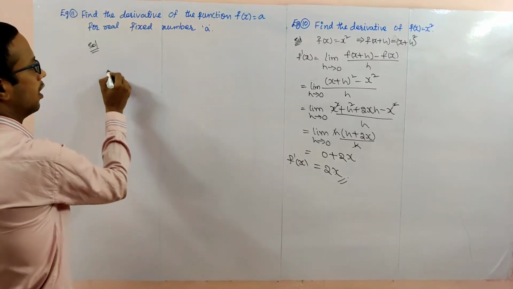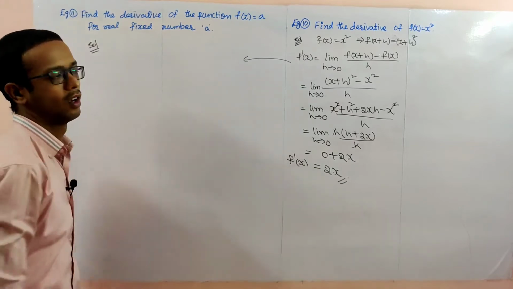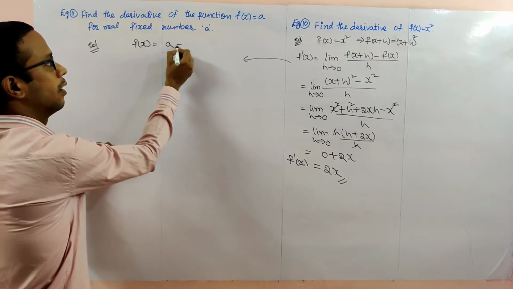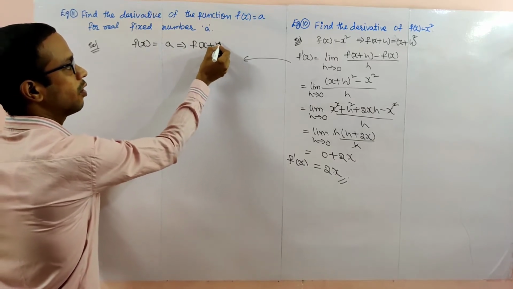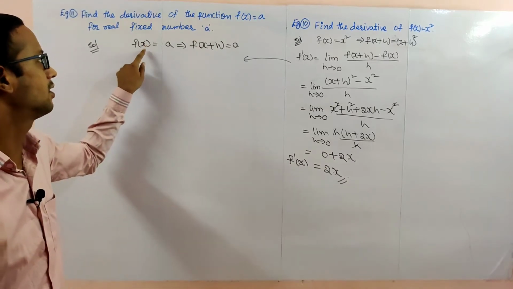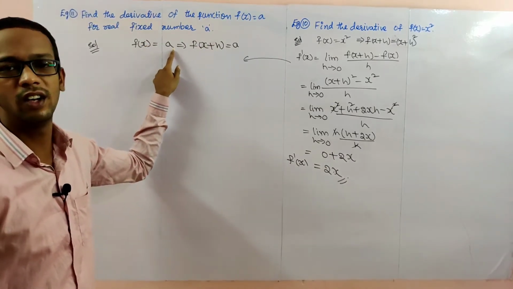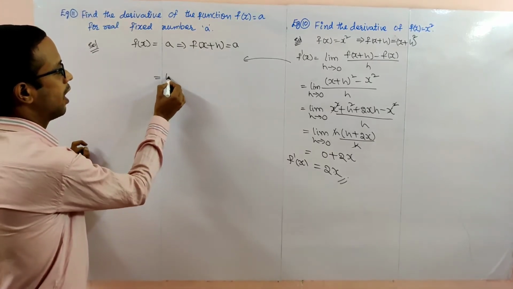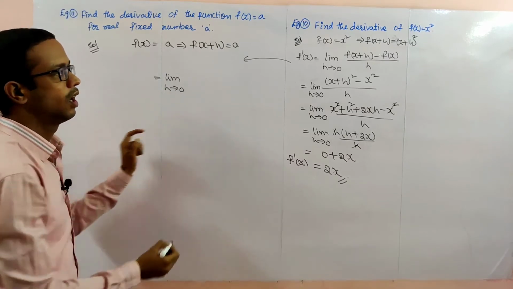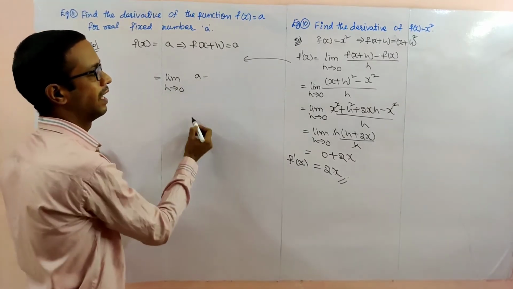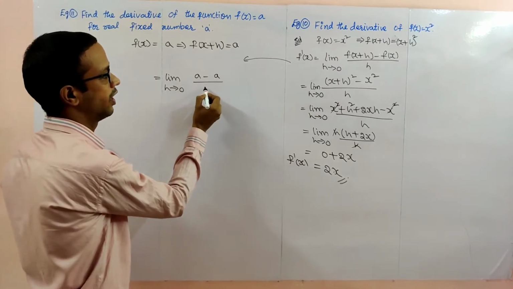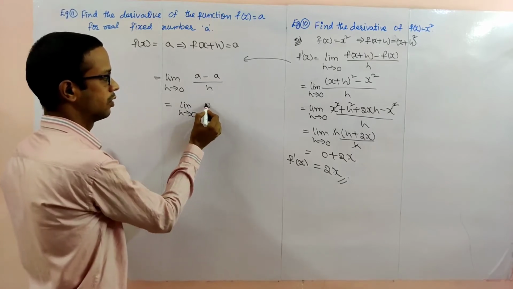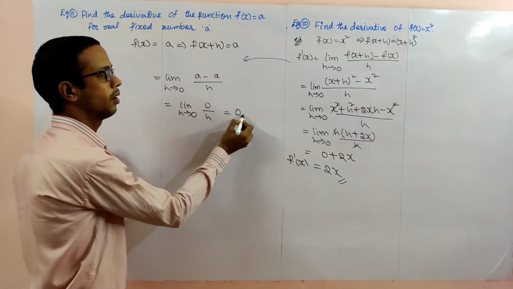So solution: same formula, the derivative by the limit, first principle of derivatives. f of x is equal to a implies f of x plus h, how much will we get? A. Why? Because if x were there we would have to substitute, but here x is not there, it is a constant. Any value substituted, it is constant only. So now substitute in the formula. Limit h tends to 0, f of x plus h, that is a, minus f of x, that is also a, divided by h. So limit h tends to 0, 0 by h, that is nothing but 0.